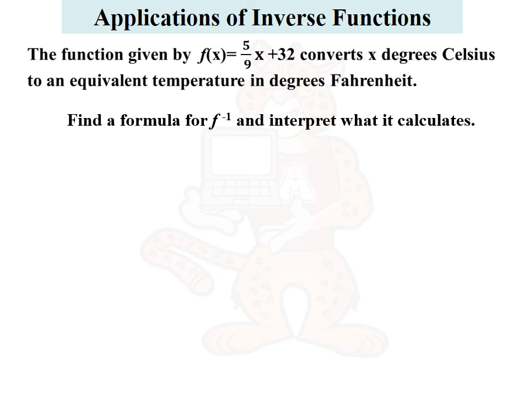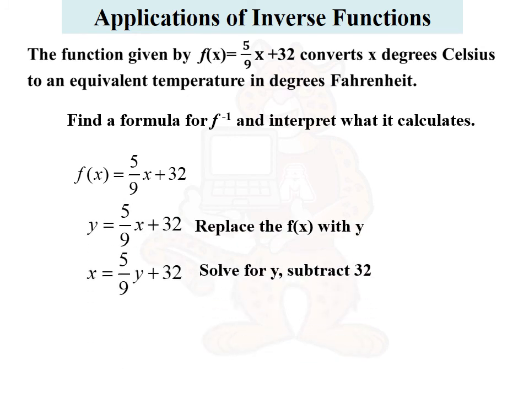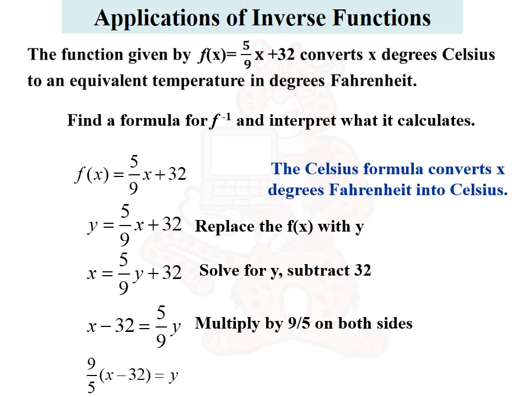So here we have the steps that lead us to find the inverse of the function f of x that converts x degrees Celsius to Fahrenheit. Once we have the inverse, what we get is the Celsius formula that converts x degrees Fahrenheit into Celsius. I know that you have used these formulas in your science classes. Once we have proceeded with the steps, the Celsius formula becomes the inverse function of x, which equals 9/5 times x minus 32.